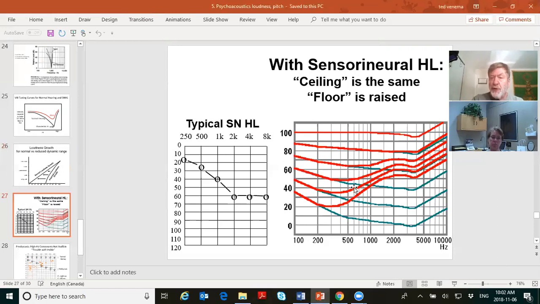So here's what a hearing aid would have to do. It would have to take soft sounds and whoop them up to here. But loud sounds wouldn't be amplified at all. Okay, you will learn more about this in your course next year called 240, hearing aid compression.